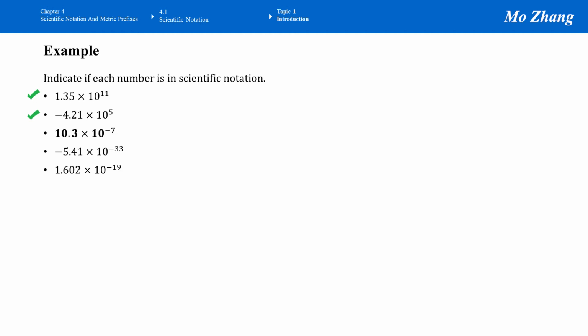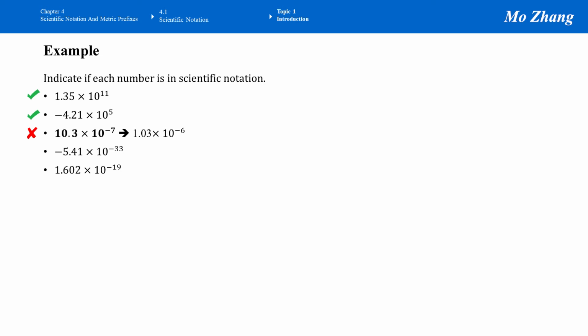How about number 3? It is 10.3 multiplied by 10 to the power negative 7. 10.3 is greater than 10. Since it's outside the range, this number is not expressed in scientific notation. If you want to convert this number to the equivalent scientific notation format, first, we can move the decimal point to the left 1 unit. After moving to the left 1 unit, it is 1.03. The 1.03 is greater than or equal to 1 and less than 10, so it is in the range.